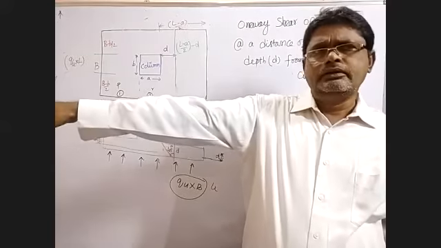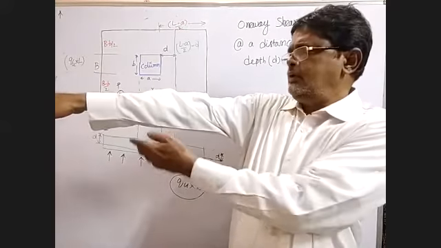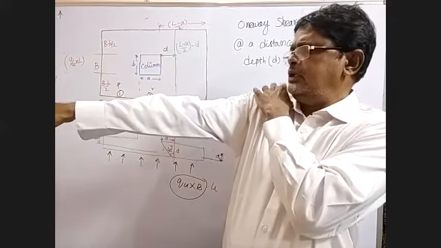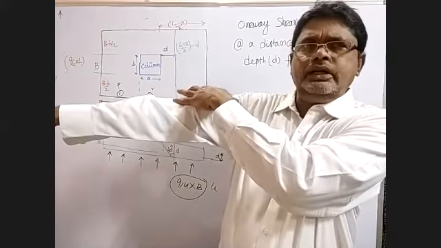Now here this is the footing. Okay, now the distance from the face of this column to here is, let us say, D.